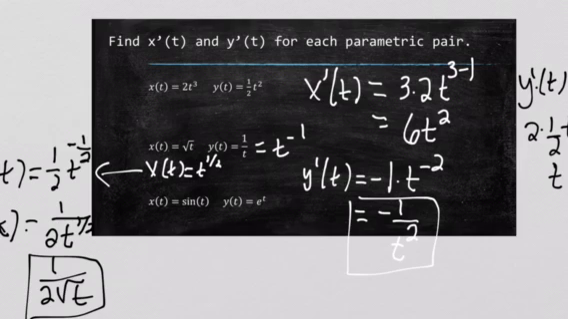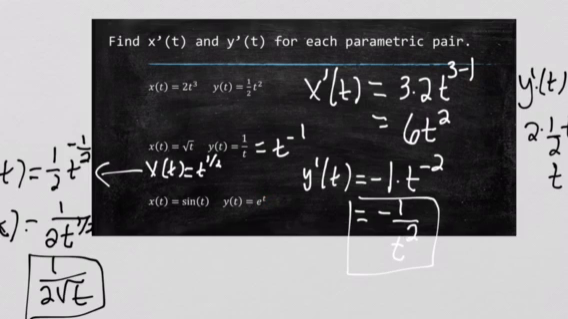So this is just more power rule practice. I will link more review of the power rule in our Google Docs, so you can look at that from first semester. Now, x prime t is going to be cosine t. Derivative of sine is cosine. Y prime t is going to be just e to the t. That's review from our exponential unit.